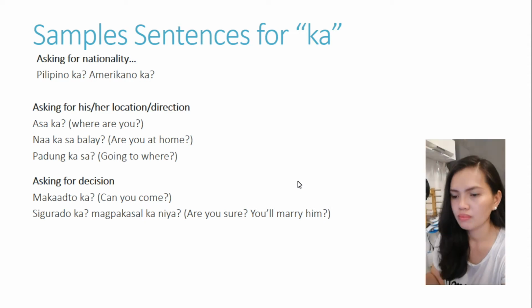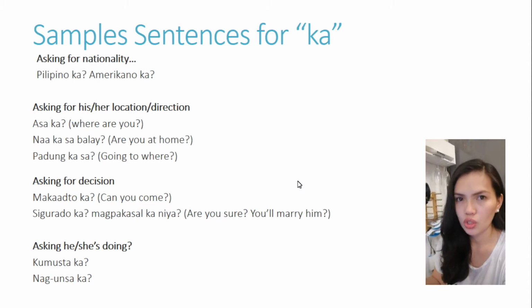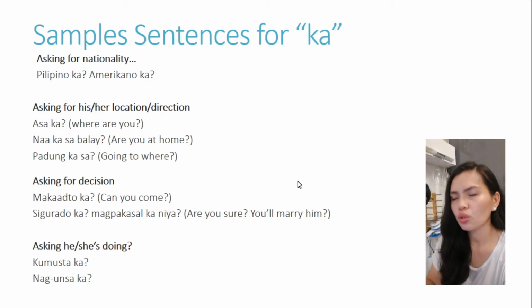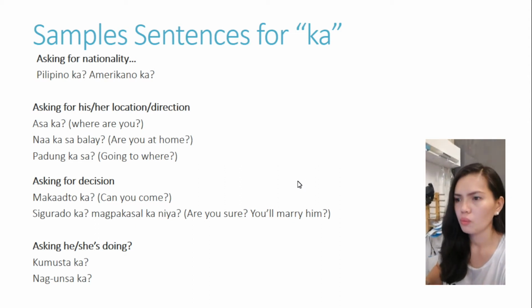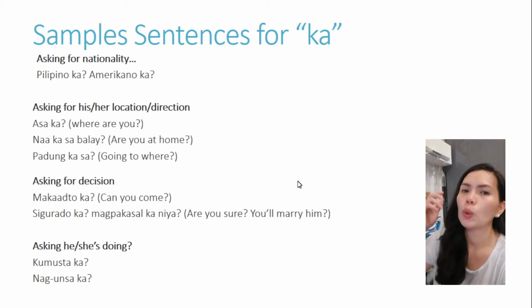Next is asking what he or she is doing. Like how are you? Kumusta ka? And another one is nag-unsa ka? Like what are you doing? So those are example sentences. Again, it is actor focus. You want to know about the person's whereabouts and just about the second person. The first person will be you, the second person is the person you're talking to, and the person you're talking about is the third person, right? The ka is focused directly on the second person.